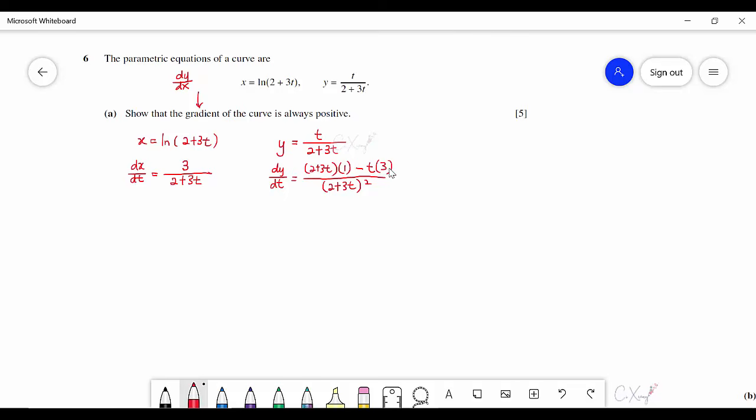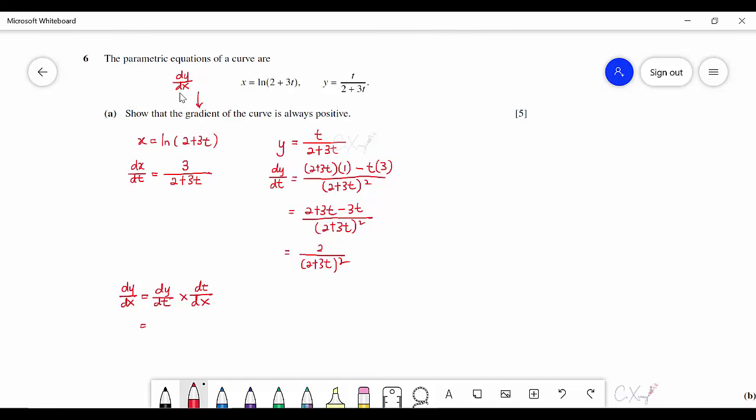After that, you try to simplify it. So I'm having 2 plus 3t minus 3t, divided by 2 plus 3t all squared. So you'll get a simple fraction here, something like this. Then because they are asking for the gradient of the curve, I will continue with the chain rule to get the dy dx. To get dy dx, I'm having dy over dt multiplied with dt over dx.